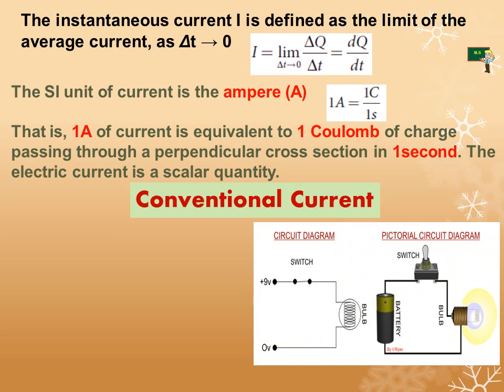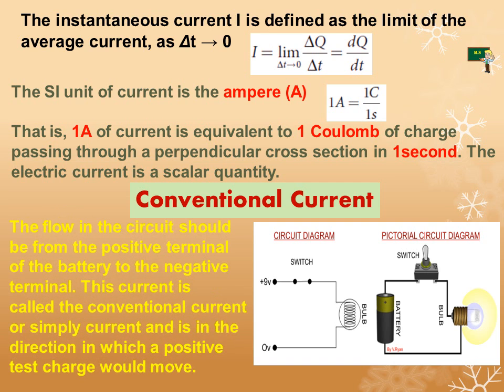Let's see about the conventional current. In an electric circuit, arrowheads are used to indicate the direction of flow of current, and the flow in the circuit is from the positive terminal of the battery to the negative terminal. This is called conventional current or simply current, and it is the direction in which a positive test charge would move.